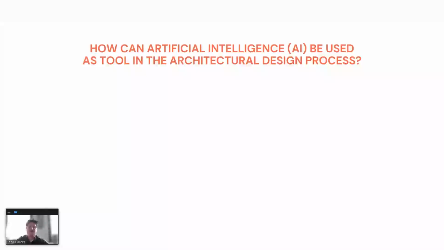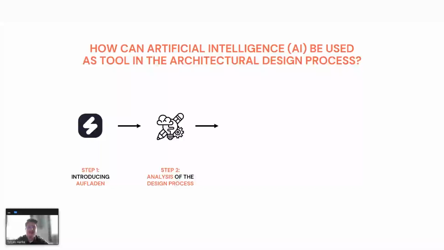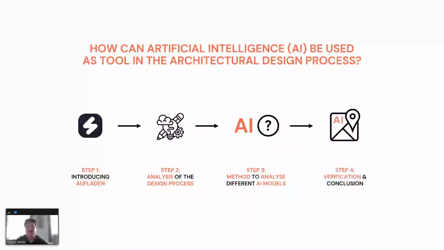At first, a short description of the presentation structure. We start with an introduction of the research project Aufladen and the motivation behind the topic. The next step describes the analysis of the design process and assignment of tools as a base to go on with the method. Step 3 shows the method of using AI as a tool in the design process to answer the question. And the last step shows the results and gives an outlook on this topic. The presentation gives a rough overview of the topic, so the more detailed analysis will be available when the paper is published.